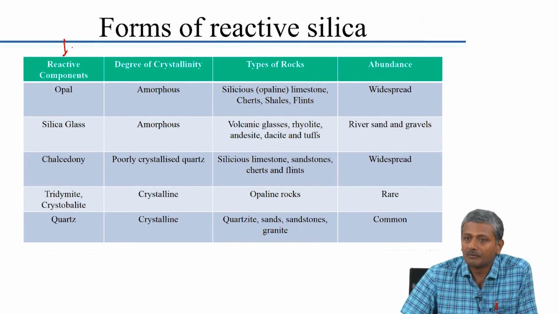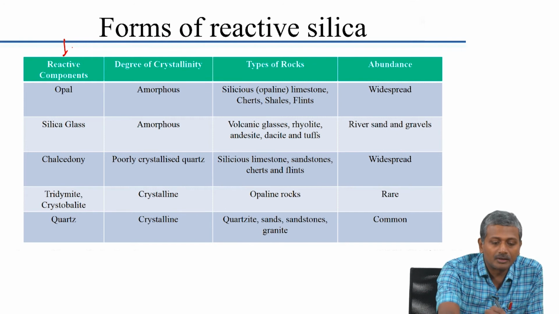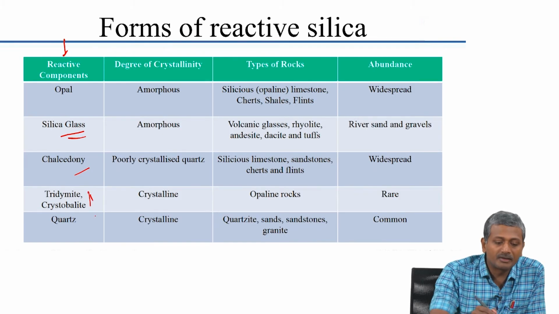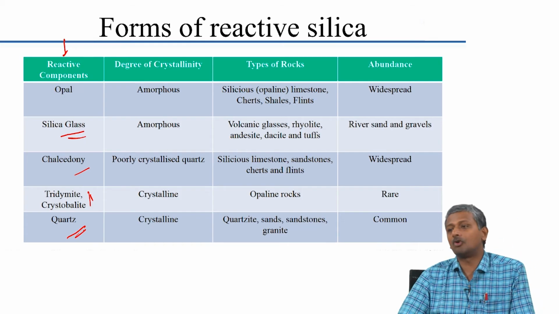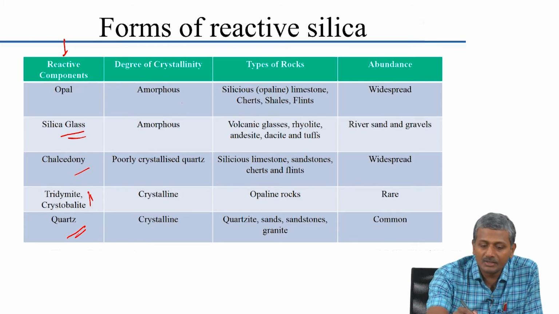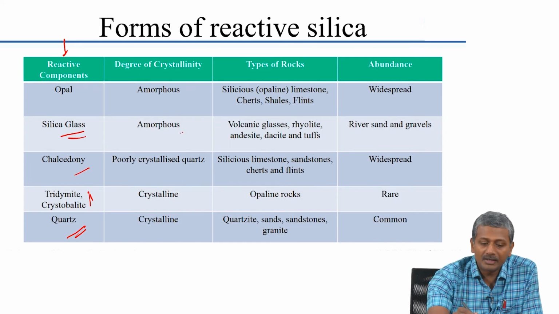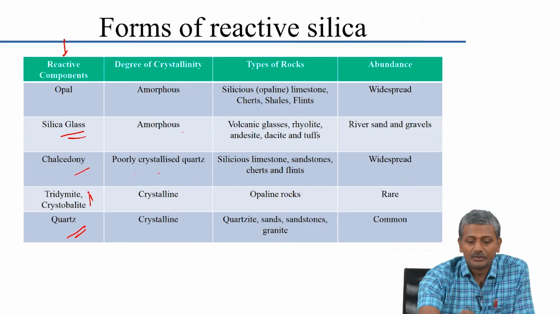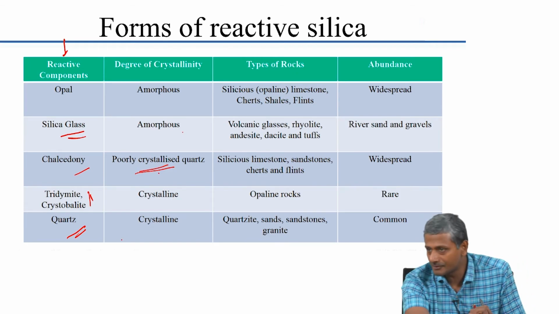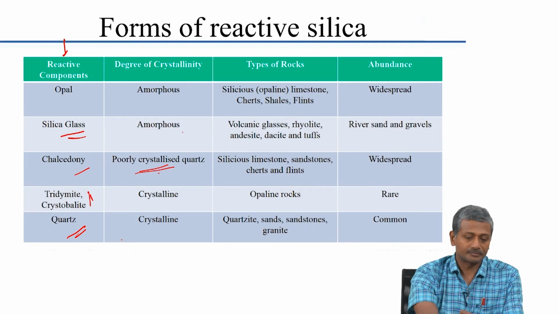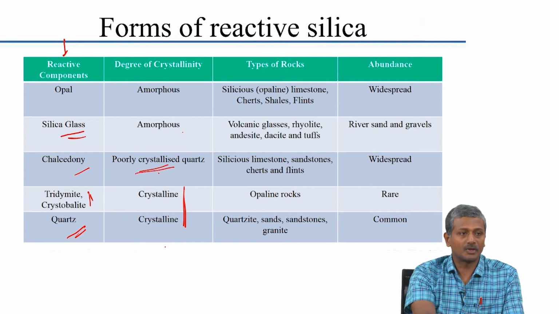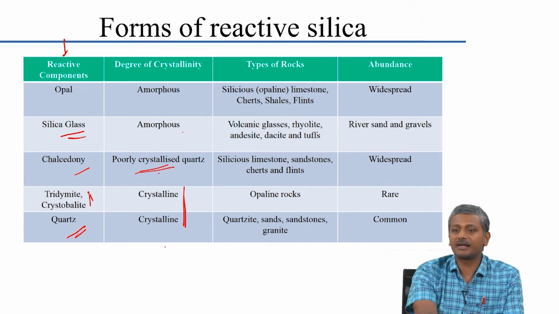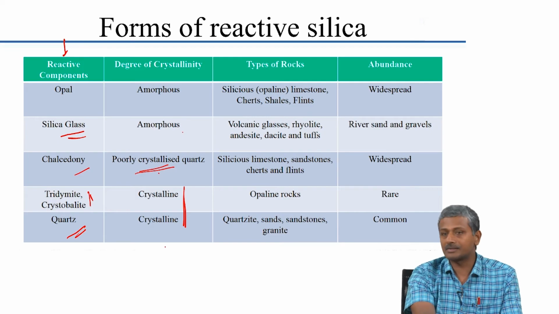Of course, you have opal, which is the hydrous form of silica. You have silica glass, amorphous silica basically, chalcedony, which is the fibrous form of silica, tridymite and cristobalite, which are high temperature forms of quartz, and quartz itself when it is present in the strained form. The degree of crystallinity is also represented here. Opal, silica glass and chalcedony are almost amorphous. Chalcedony is not entirely classified as amorphous, but it is a poorly crystallized form of quartz. Tridymite, cristobalite and quartz are all highly crystalline, but the fact that you have a strained structure because of very high temperatures leads to the alkali-silica reactivity.